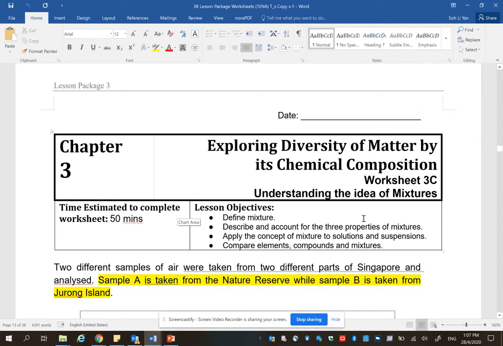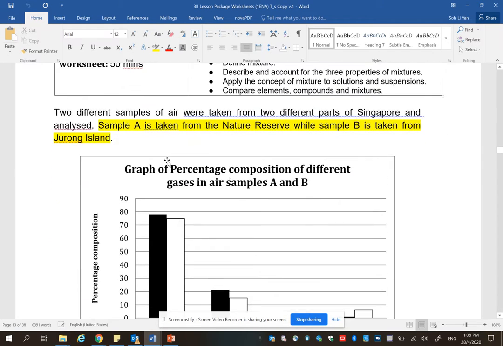So this worksheet 3C is to consolidate what we have learned about mixture. There are two different samples of air taken from two different parts of Singapore and being analyzed. One sample is taken from a nature reserve, the other sample is taken from Jurong Island. Make a guess, which one is more polluted? Quite obvious, right? Definitely sample B, the air taken from Jurong Island, because it's near factories, they are more polluted. There are more poisonous gases being emitted as compared to the nature reserve.